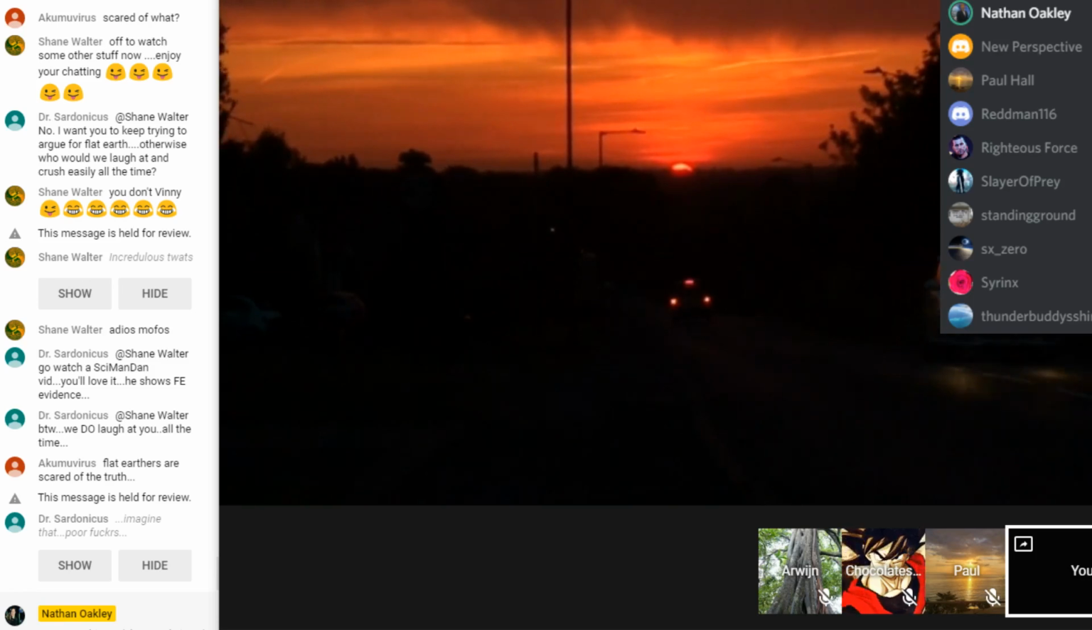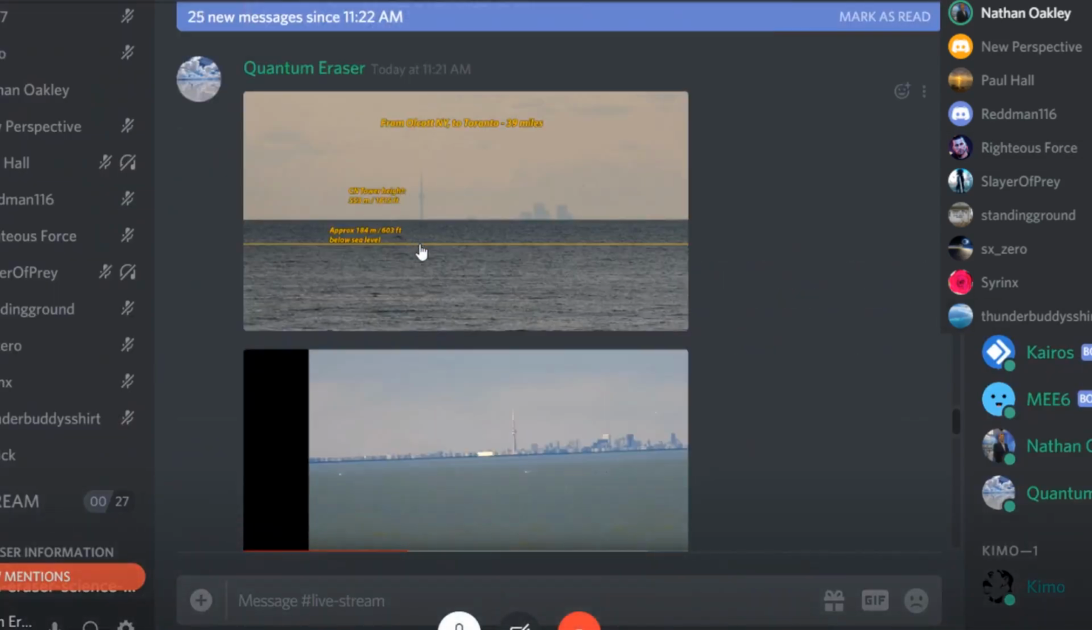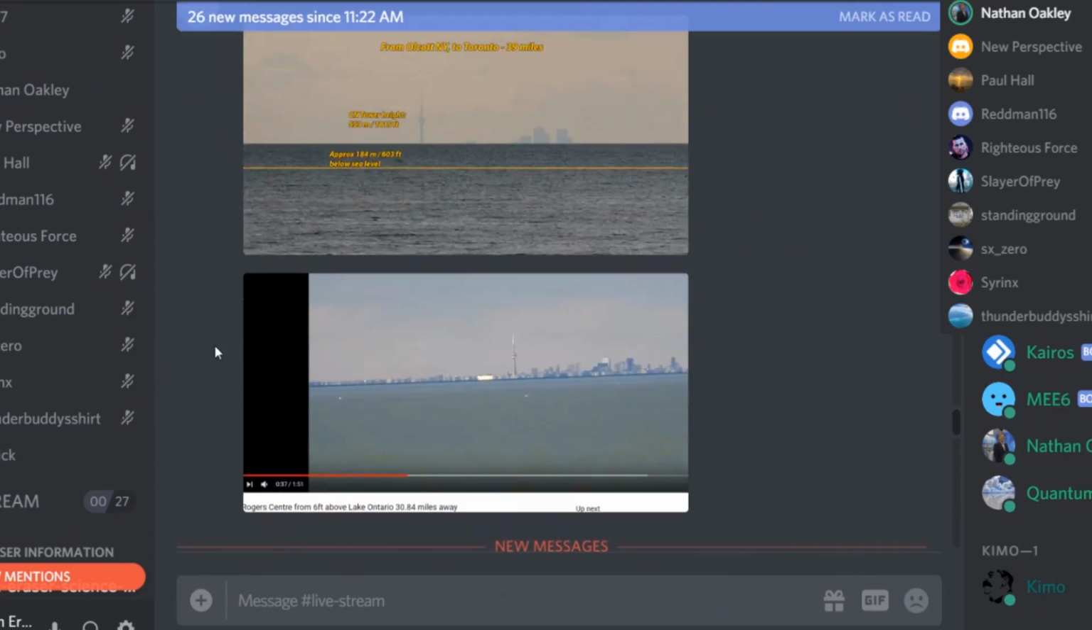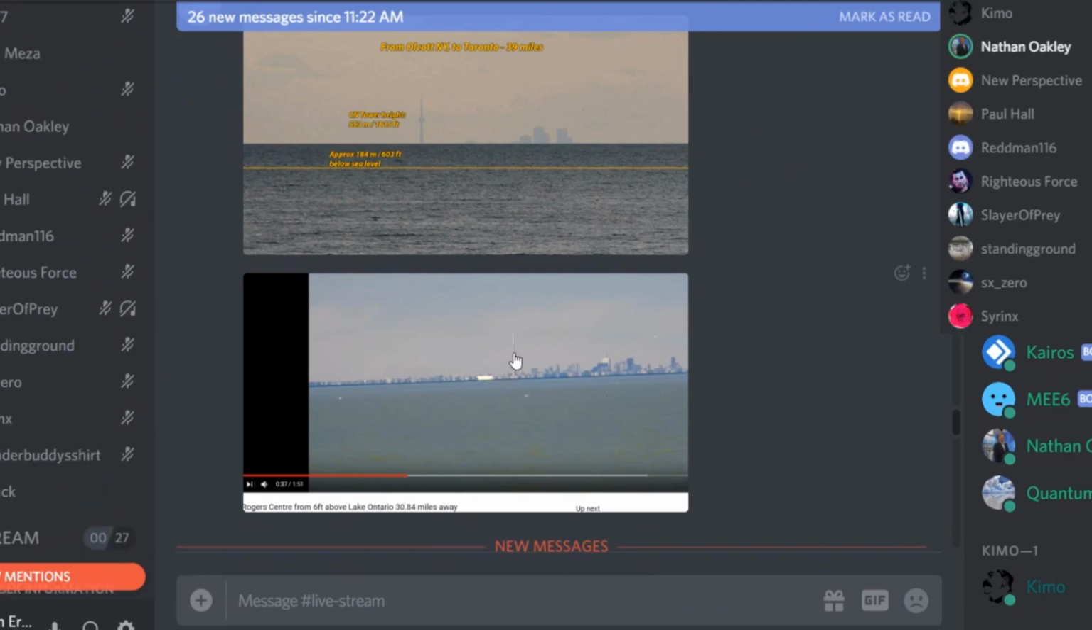I put those two photos together. I don't know how well you can see these guys, man. So this is a photo that somebody else posted from Olcott, New York to Toronto at 39 miles. I don't know the elevation of this. Whoever posted this picture, can you get the observer's elevation here? Who took the picture for us? Or is it in here? No, it doesn't say. So on the bottom picture, as you can see, Zanick, this is the CN Tower. It's 30.84 miles away, right? And we can see down to the shoreline of the CN Tower.